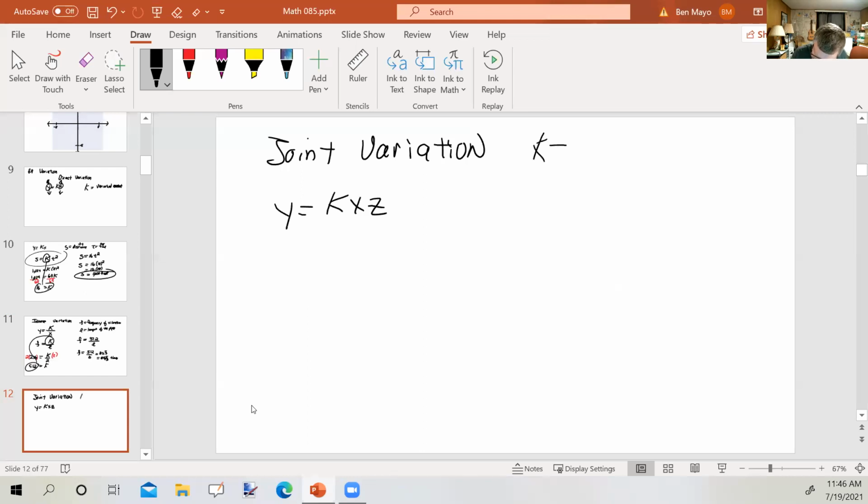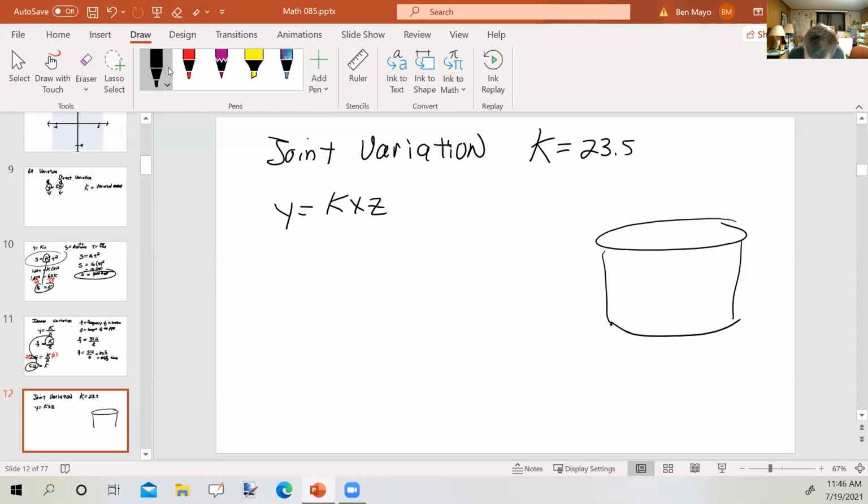K is 23.5. Now, there's a drawing, which I will attempt to reproduce, of this cylindrical tank. The picture tells us that the diameter is 15 feet and the height is 20 feet. Interestingly enough, the drawing in the book and my drawing both make it look like its diameter is larger than its height. So don't trust the drawing, just trust the numbers.